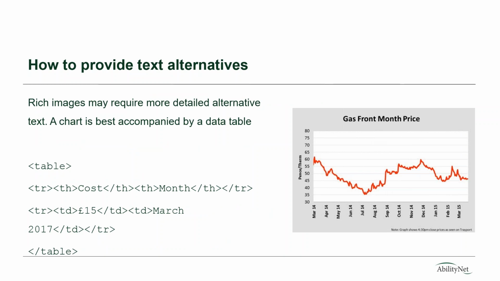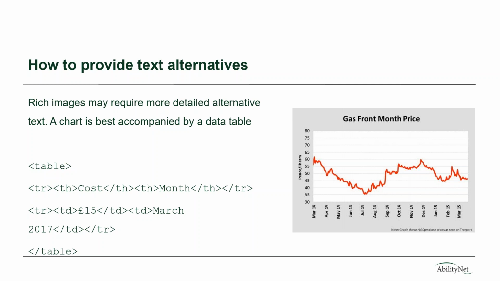And in the case of rich images, providing text alternative is best done via a table where you can provide the underlying tabular data that is used to create that image. So I've just given a quick example here of what a table might look like. It's a very simple table. It only contains 2 columns and 1 row, or 1 data row in any case.